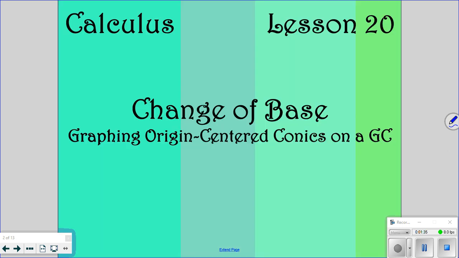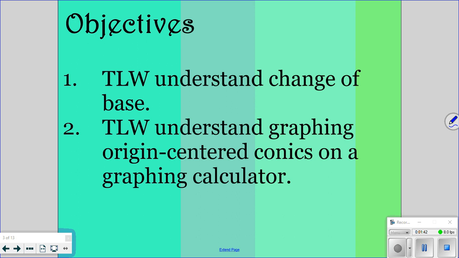Okay, so we are looking at lesson 20 today. We're going to look at change of base and graphing origin-centered conics on a graphing calculator. You should have studied change of base last year in pre-calculus, so hopefully that'll be review. And then the graphing calculator part will be new. So y'all do need to get a graphing calculator for that.